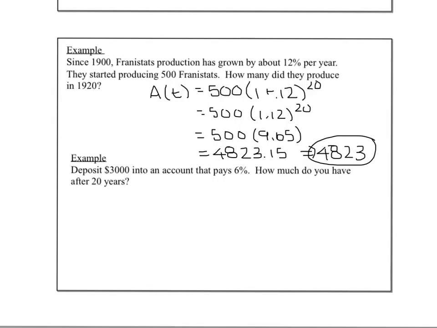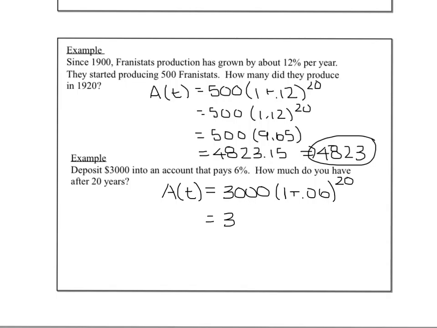Now, here's one that you will see a lot in your lifetime, depositing money into a checking account. All of you will have a checking account or a savings account at some point in your life. You use that exponential growth equation to determine how much money you'll have after a certain period of time if you don't take anything out or add anything in. Let's say a person deposits $3,000 into a checking account. That's your initial amount. The account pays 6%, so my R is 0.06. How much do you have after 20 years?